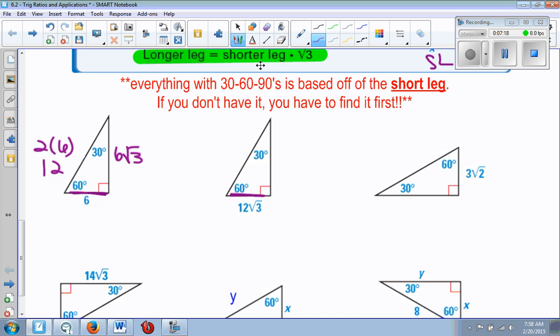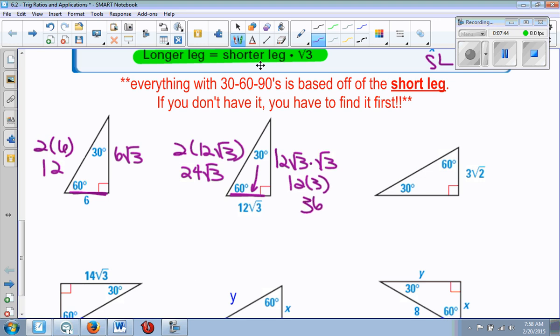Next problem, the 12 root 3 is the short leg because it's across from the 30. So if I want the hypotenuse, all I have to do is double that. If I double 12 root 3, I get 24 root 3. For the long leg, we take the short, 12 root 3, and we multiply by root 3. Roots together just gives me 3, and 12 times 3 is a length of 36.